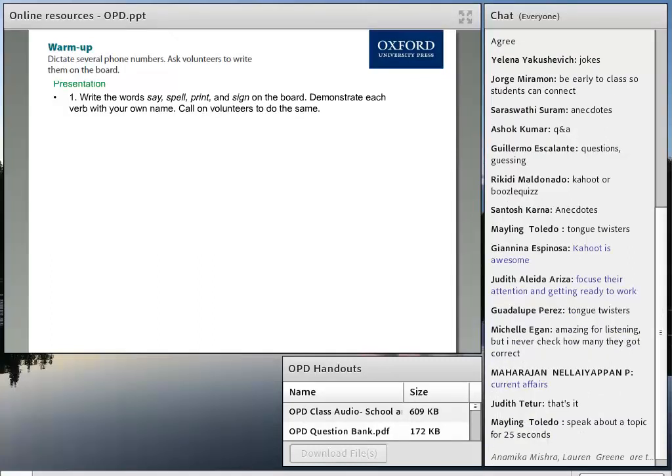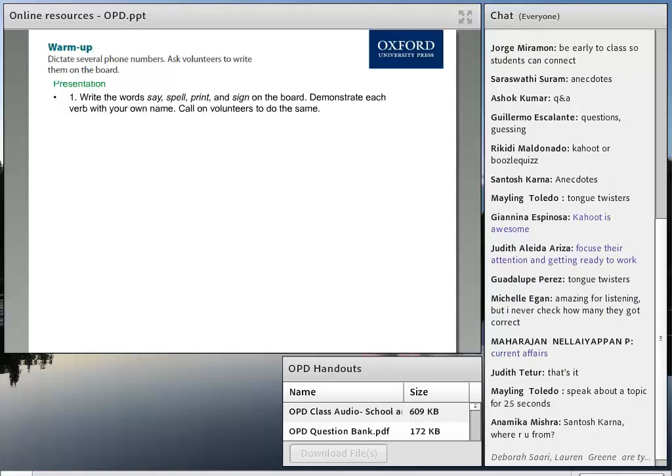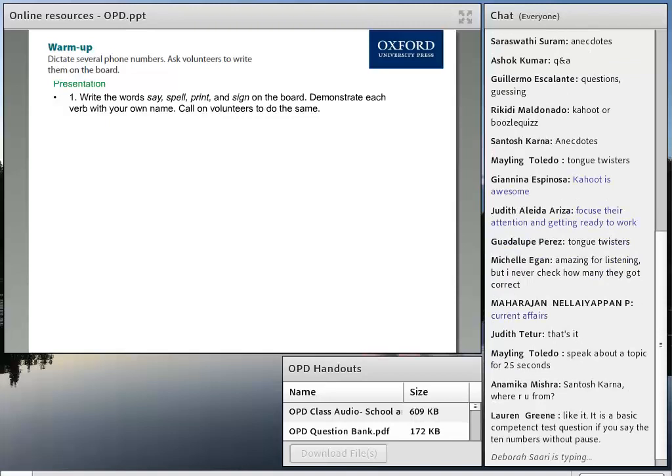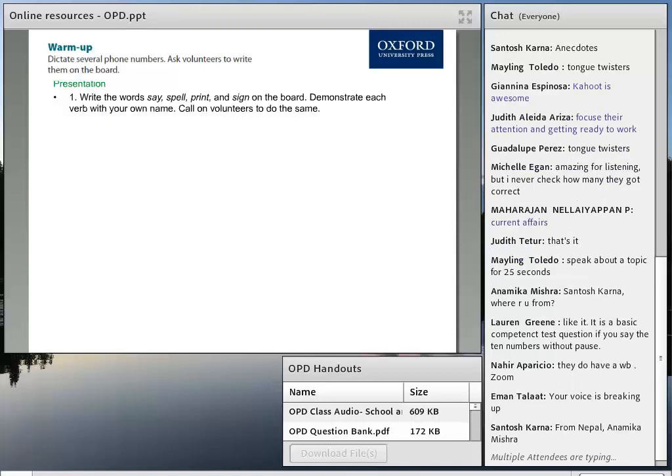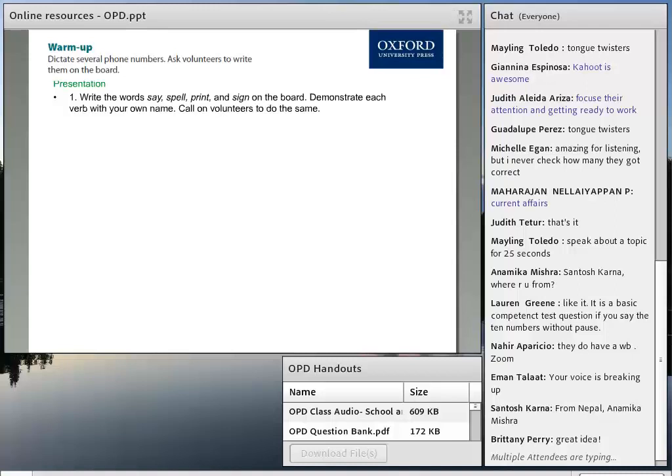Fortunately here, we don't have to do much more than making sure we have a way to write these words out. Whether that's sharing your screen and bringing up a Word document, or, as somebody mentioned, Zoom has a whiteboard. That would be a good way to write these vocabulary terms out that we'll be needing for the lesson. Say, spell, and print, and demonstrate each verb with your own name. So I want to ask you, for this presentation part, how might you deliver these vocabulary terms that we'll need for the lesson?